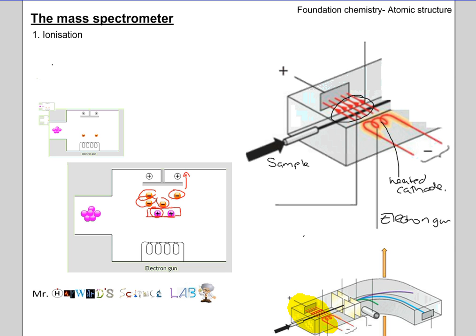So if we look at our diagram, it's going across here. As it crosses that path of the electrons, the sample loses 1 electron from each atom, and each atom becomes charged. So that's the first stage.